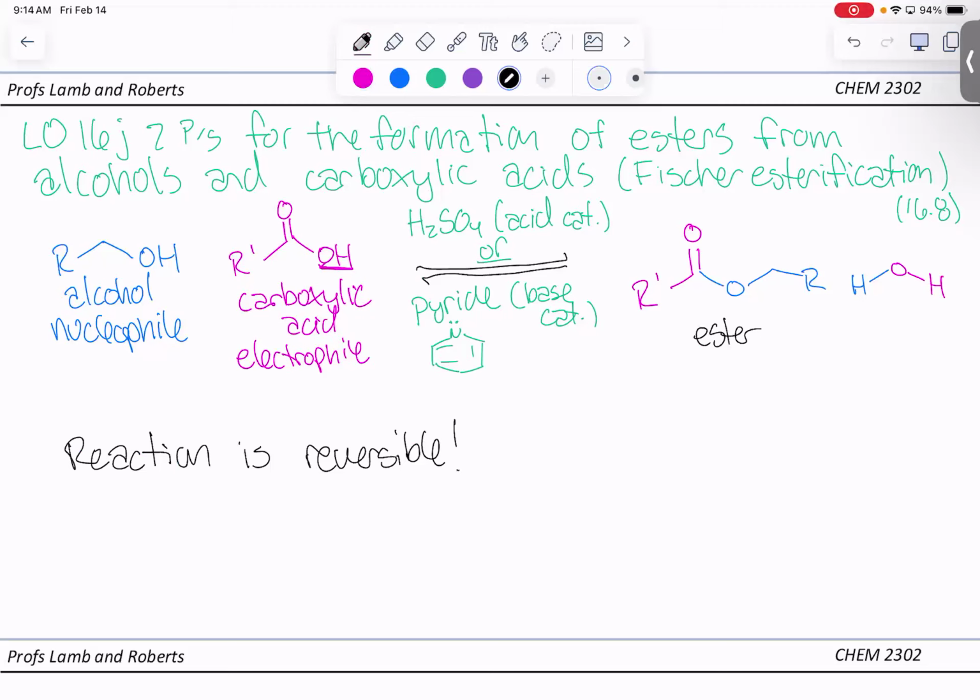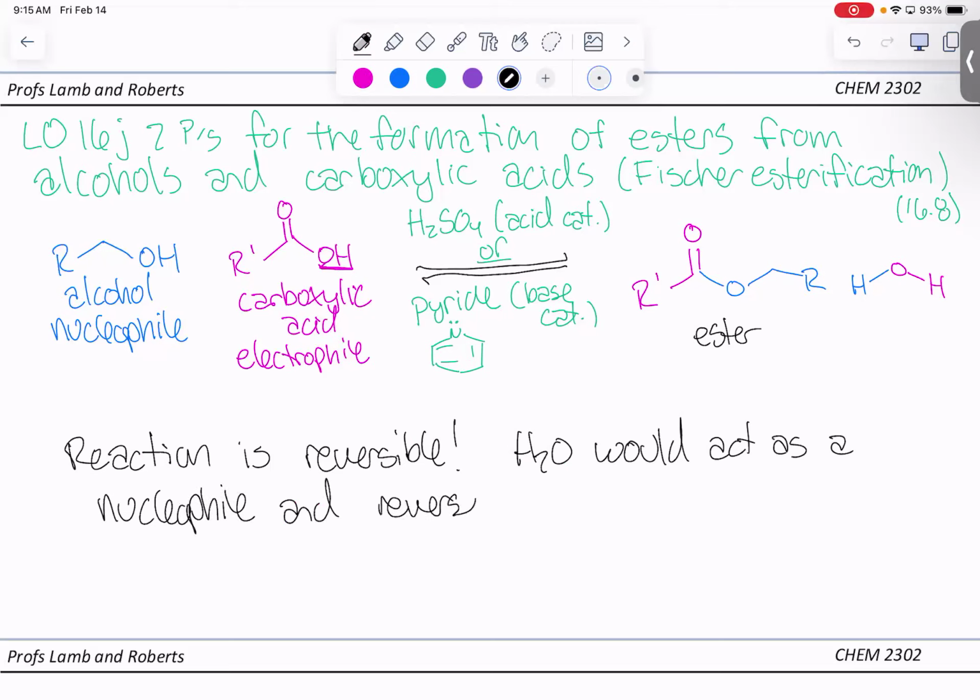it was a reversible reaction. So, when we're thinking about the bond strengths here, one side is not really favored over another, all right? And so when this reaction is reversible, that means that water would come in and act as a nucleophile and reverse the reaction. That's another reason why it's good to have byproducts drawn in a reaction.